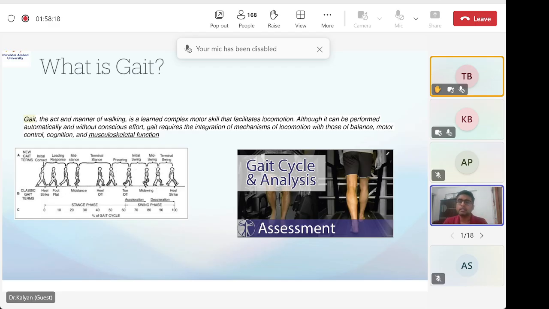And what are we analyzing? We're basically analyzing these features. We are looking at, was there a heel strike in the person? Was there a toe off or not? What is the stride time? What is the time between two steps?